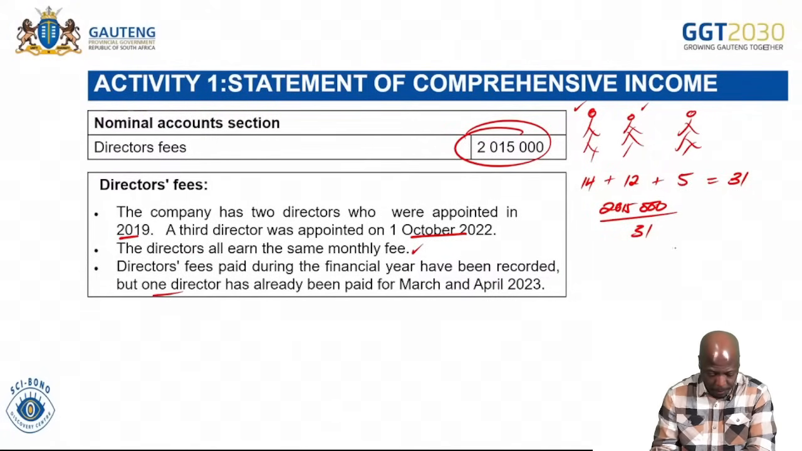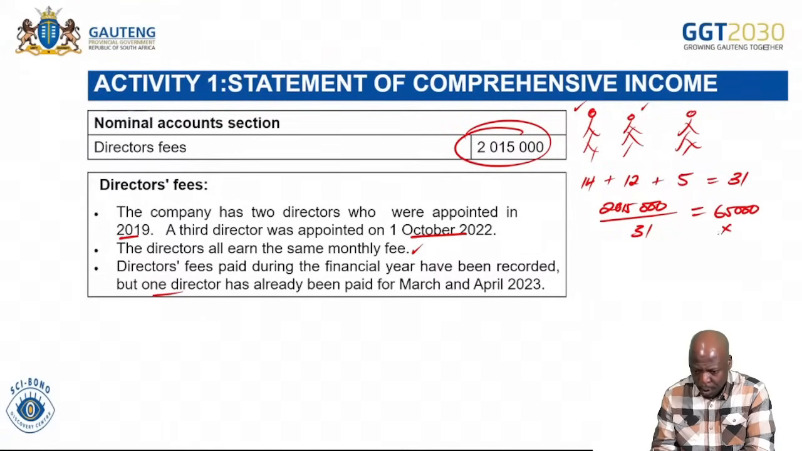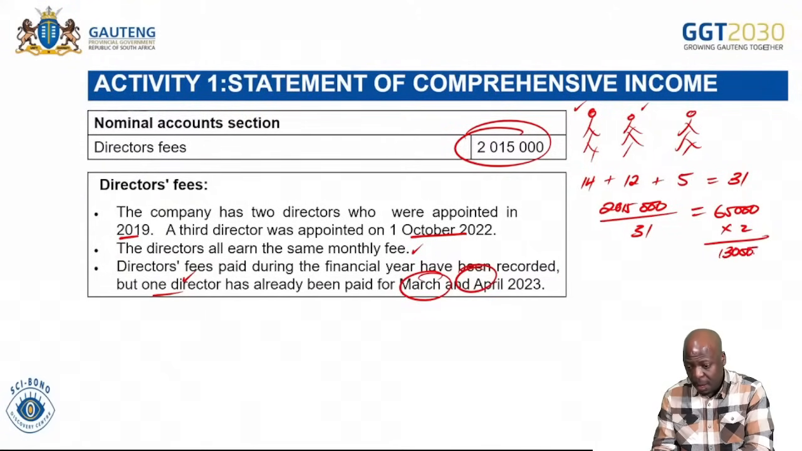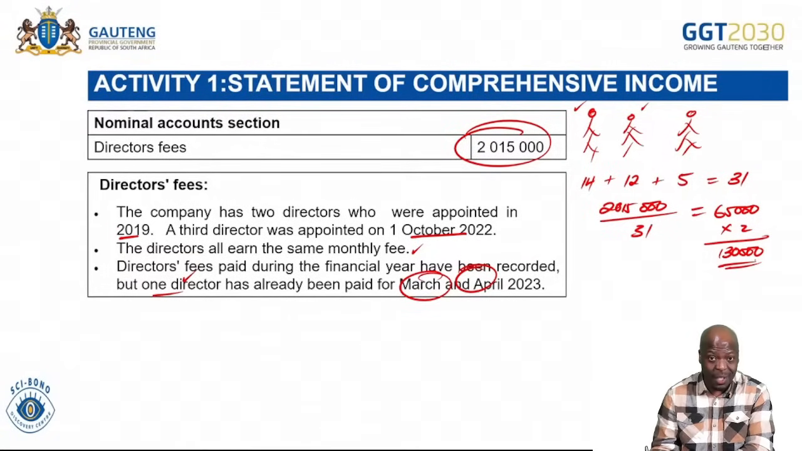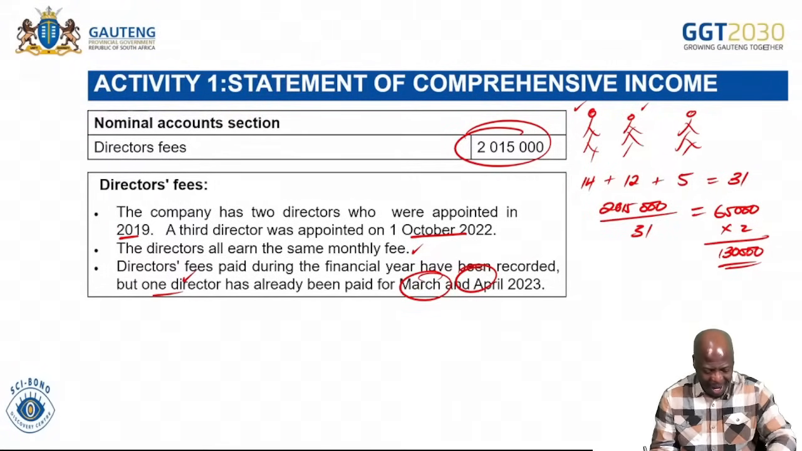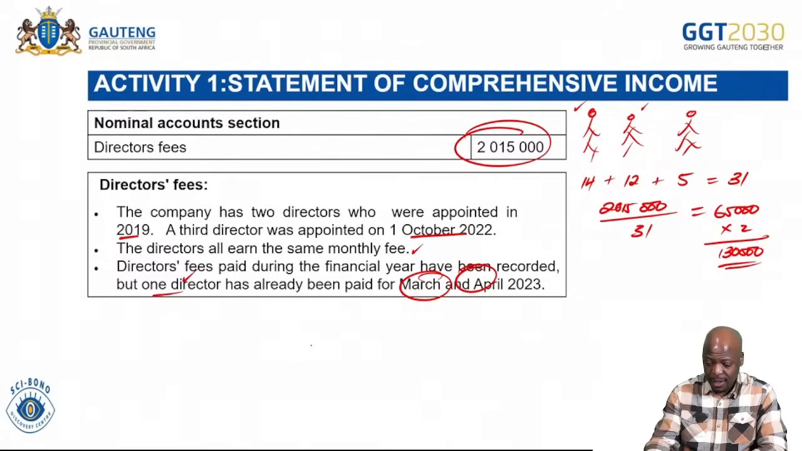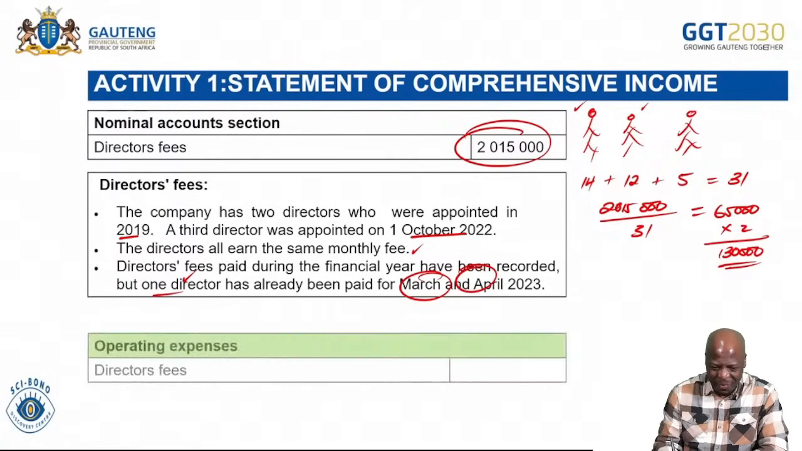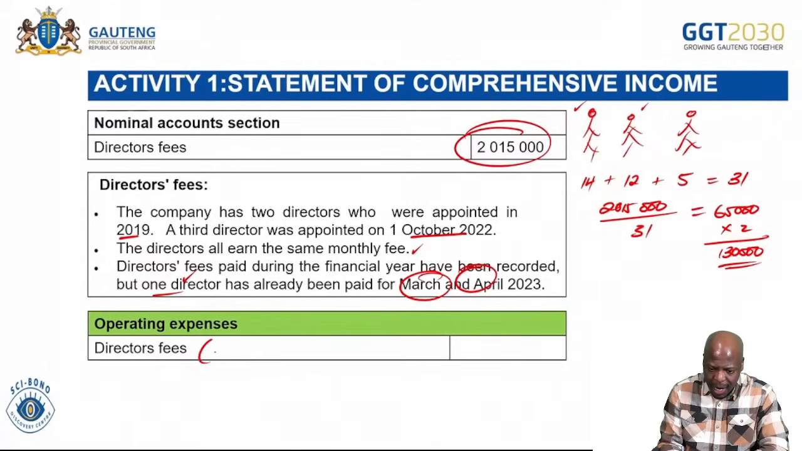Can I go? All right. How much is the director's fees per month then? 65,000. Thank you. So what is our problem? This guy here has been paid for March and April. That is 2 months. So this guy has been paid for 2 months in advance. That's 130,000. Okay. So what do we have now? A prepaid expense. You good? Okay, let's go on. So we come here, we say director's fees, which is my 2,015,000 minus 130,500, the prepaid expense.